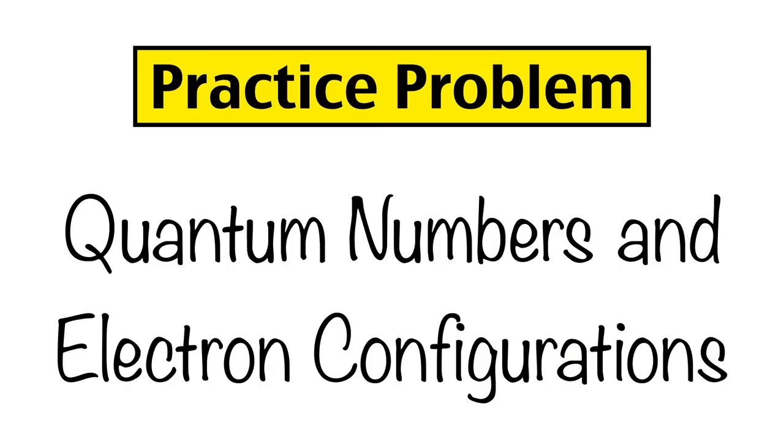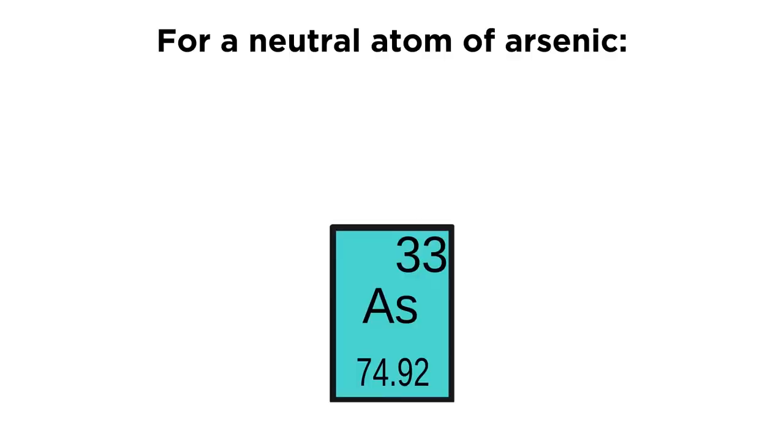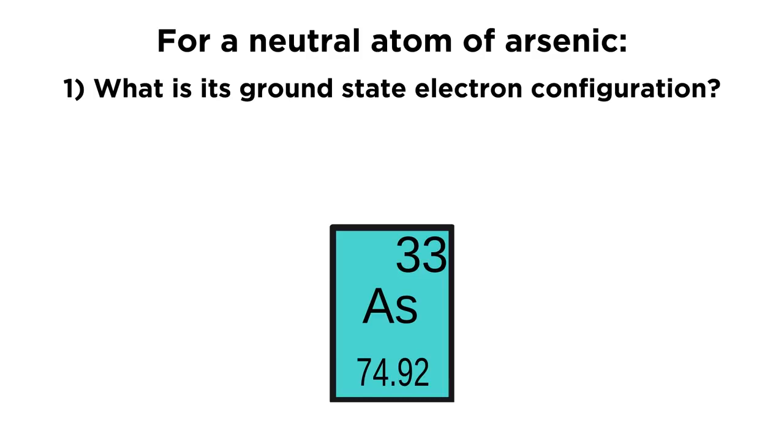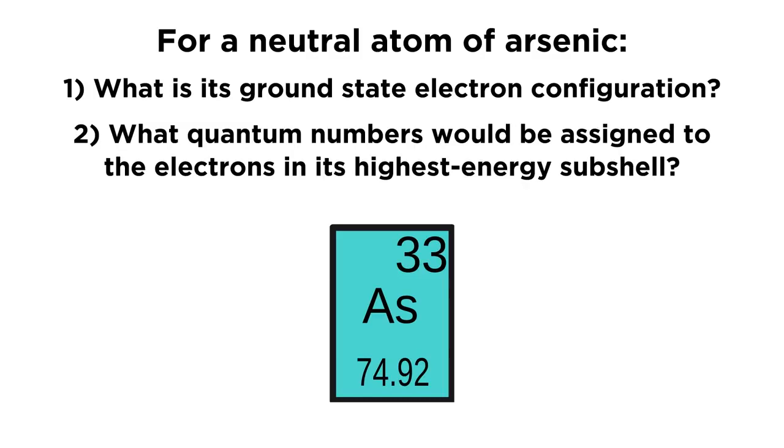Let's take a look at a practice problem regarding quantum numbers and electron configurations. So the question is, for a neutral atom of arsenic, first, what is its ground state electron configuration? And two, what quantum numbers would be assigned to the electrons in its highest energy subshell?